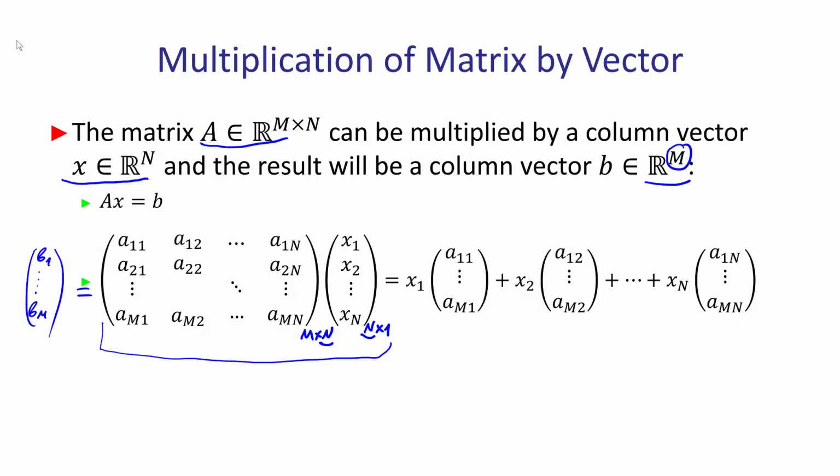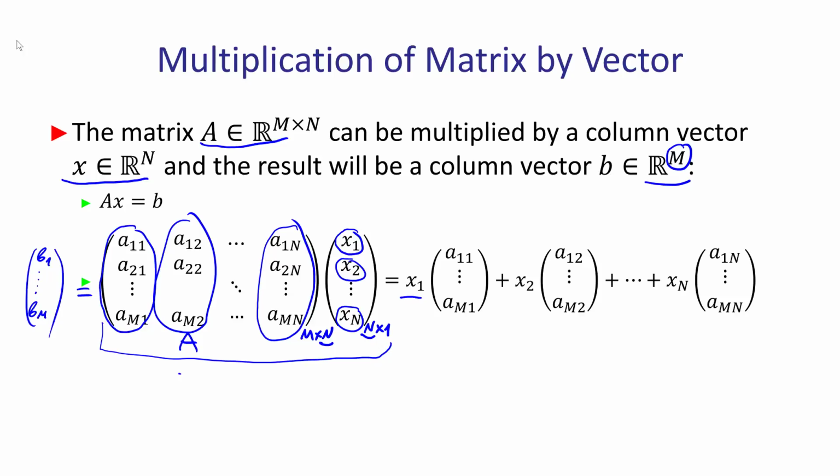This multiplication is defined the following way. You take that matrix, which we can call A, and divide it into columns. So you're taking the first column, second column, and so on until you get to the last column. Each column gets its own weight, and those weights are given in the second vector: weight x1, x2, until you get to the weight xn.